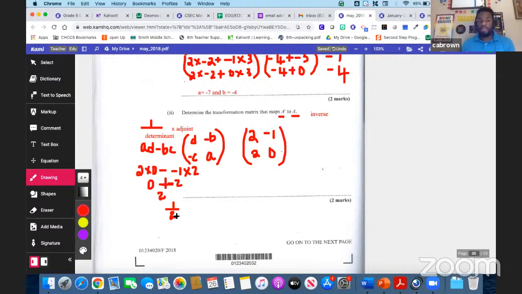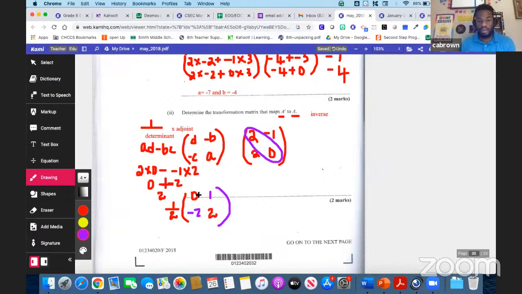Now this half will be multiplied by our adjoint, and our adjoint is where we switch a and d. So it will be a half times (0, 1; -2, 2). Let me go ahead and highlight it for you. The leading diagonal switches places. So 2, 0 will now become 0, 2. And b and c will now become negative. However, b is a negative, so it will become positive. c is positive, so it will become negative. And pretty much that is our inverse, but we can go ahead and simplify.